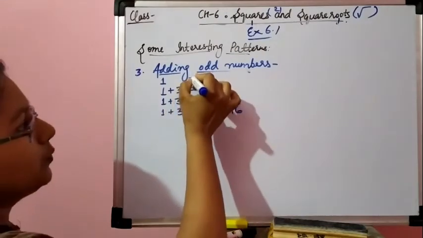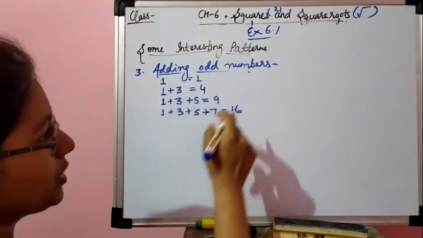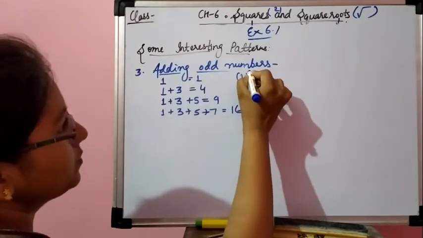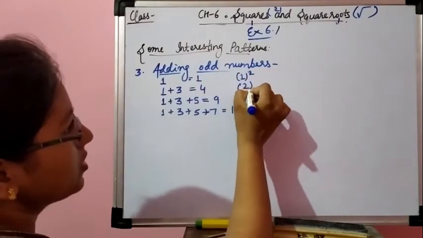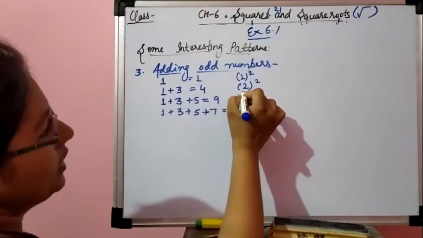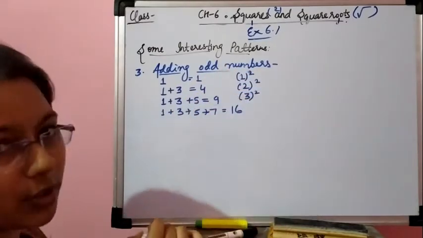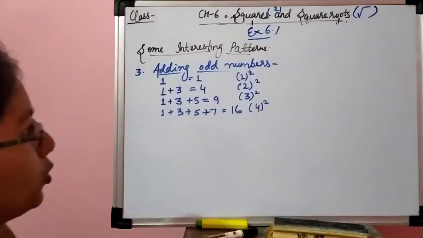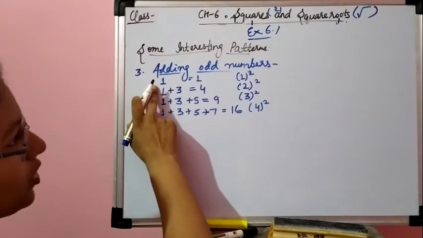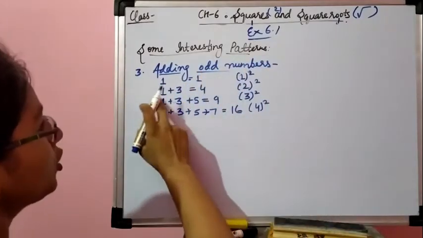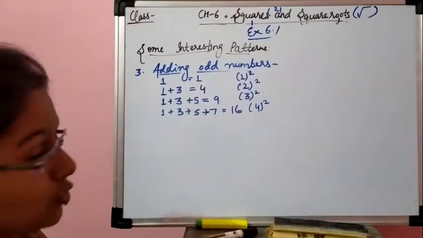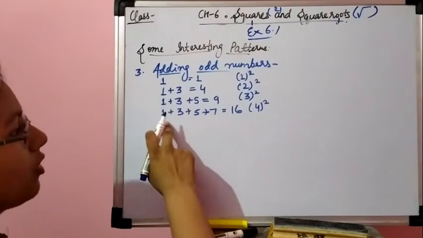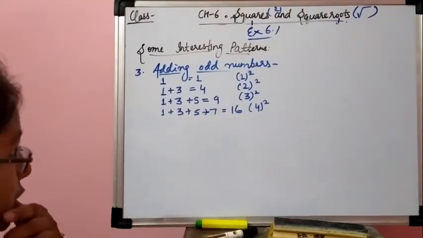Now if you observe these four numbers properly, you will find that this is 1 square, 4 is 2 raised to power 2, 9 is 3 raised to power 2, and 16 is 4 raised to power 2. In this, only one odd number was added, so 1 raised to power 2. Two odd numbers added, so 2 raised to power 2. Three odd numbers added, so 3 raised to power 2. Four odd numbers added, so 4 raised to power 2.